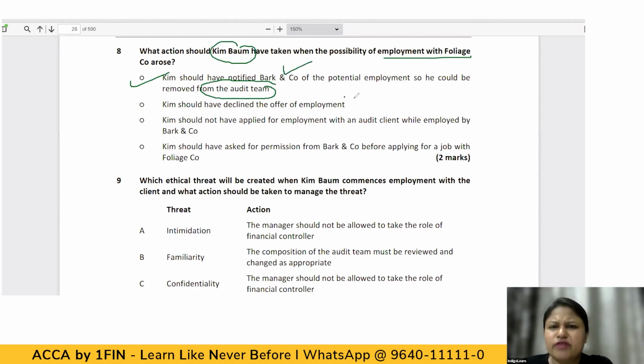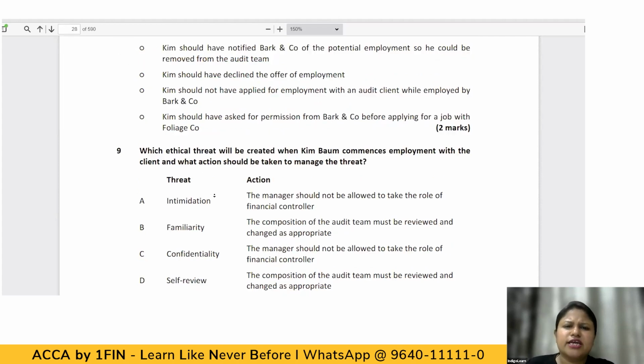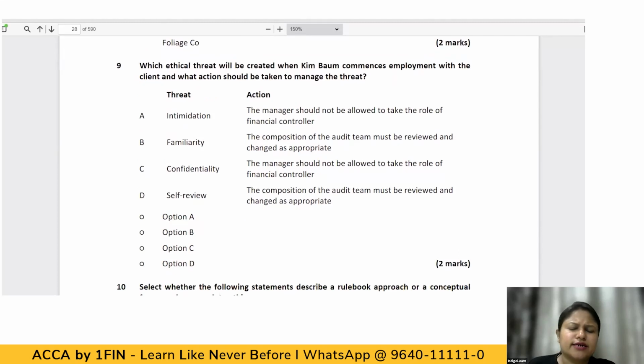Kim should have declined the offer. Why will he decline? There cannot be anything which can stop him from working anywhere he wants. Kim should not have applied for employment with an audit client. No, you have the complete independence. Kim should have asked for permission from Bark and Company before applying. Not required. So the answer should be that he should inform the employer and come out of the relevant engagement team. That's quite a correct one.